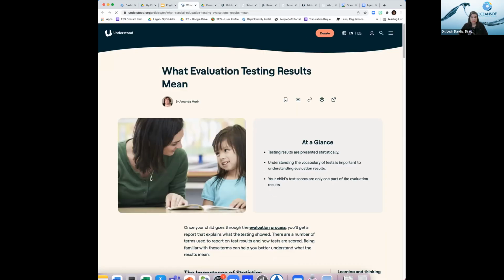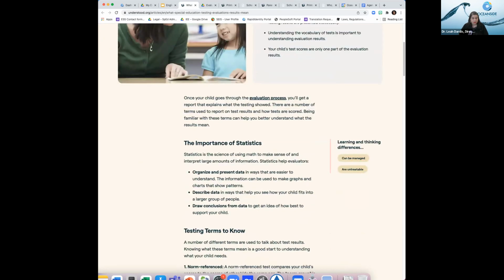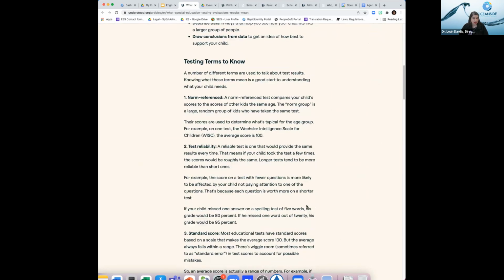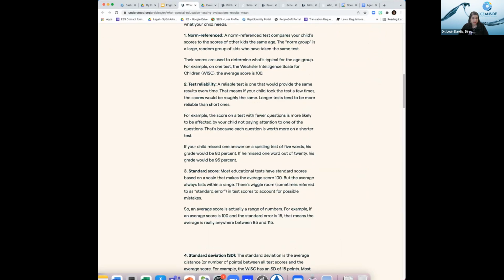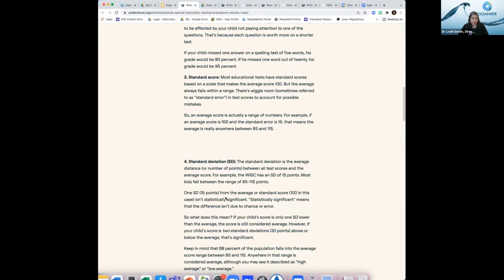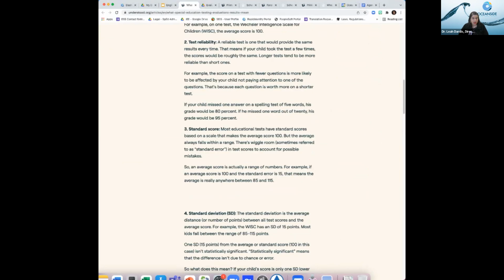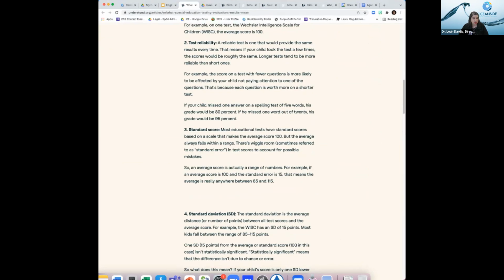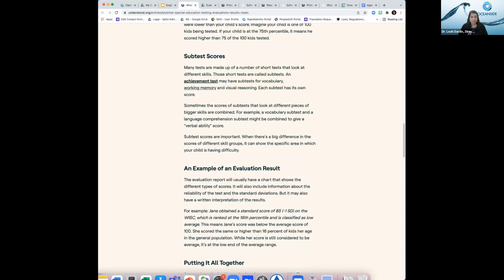We put in some testing terms to know because, golly, I will tell you, having to understand how tests are done and what each one means, we use words like norm referenced and test reliability and standard score and standard deviation. Our school psychologists use those terms. I sometimes need to come back and make sure that I have a good understanding of what those terms might mean, because it's not a term that I use every day. It doesn't mean that I'm not smart or I don't know. It's just, they're not terms that we use every day. And sometimes we have to look them back up to make sure that we have the right understanding of them.